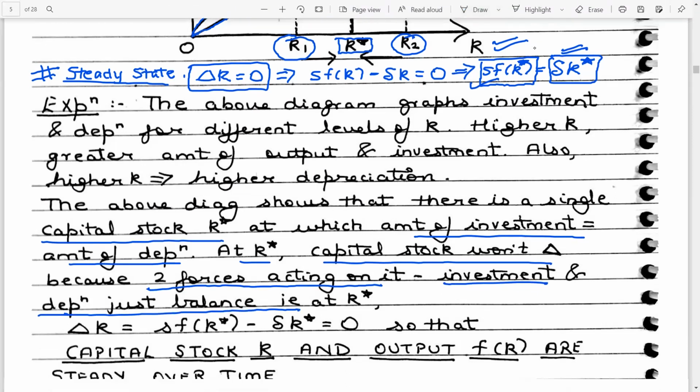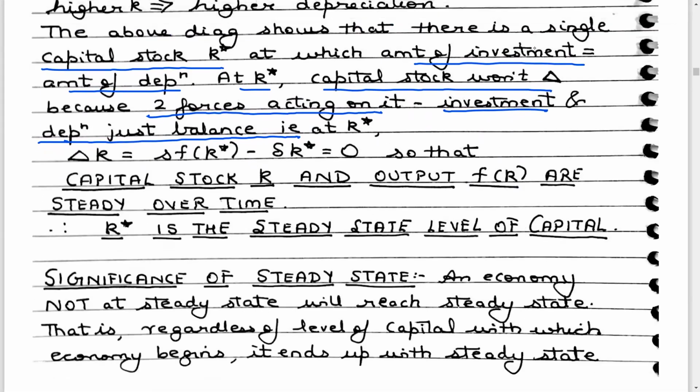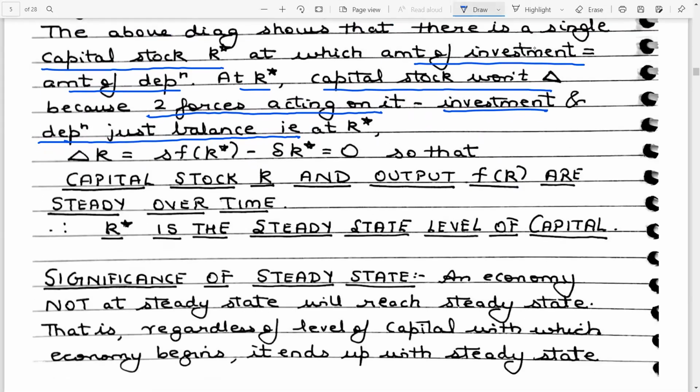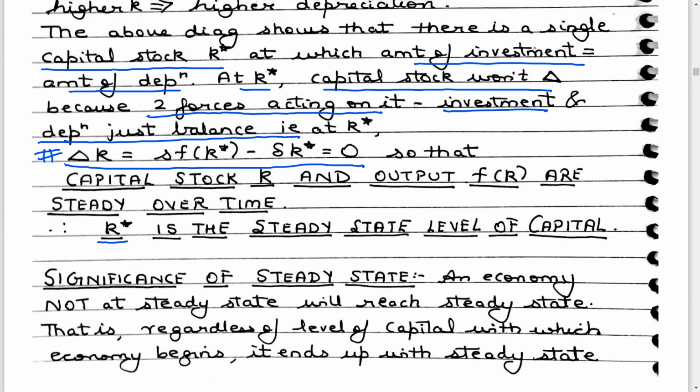So guys, we can say that delta K, which is S f of K star minus delta K star, is exactly equal to 0 at K star. So K star is called the steady state level of capital.